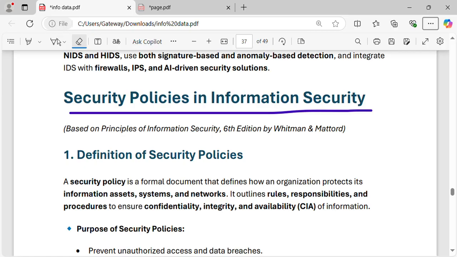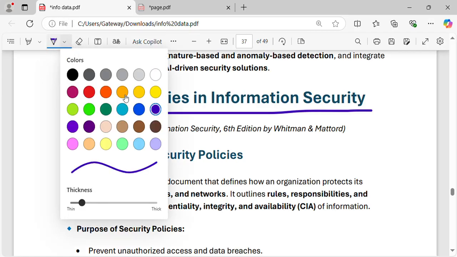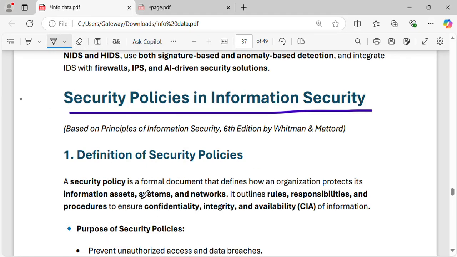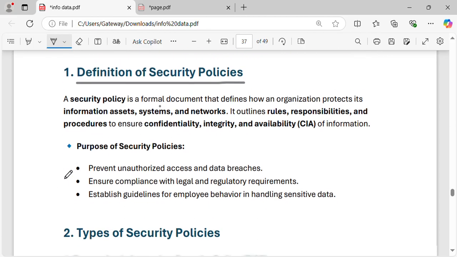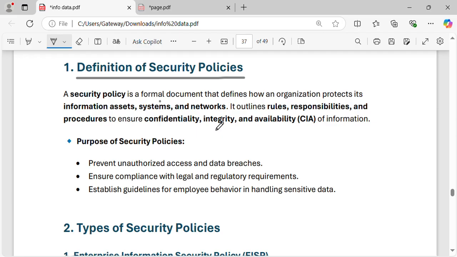So let's talk about the security policies and how are we going to do that? Okay. Definition of security policies. A security policy is a formal document that defines how an organization protects its information, assets, systems, and networks. It outlines rules, responsibilities, and procedures to ensure confidentiality, integrity, and availability.